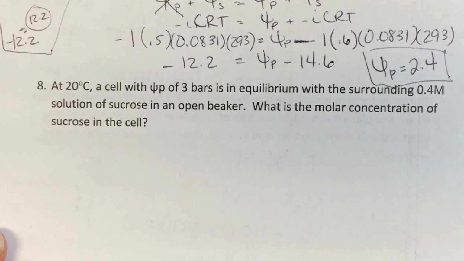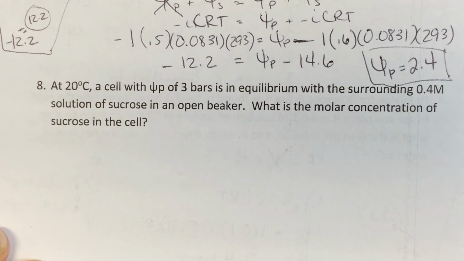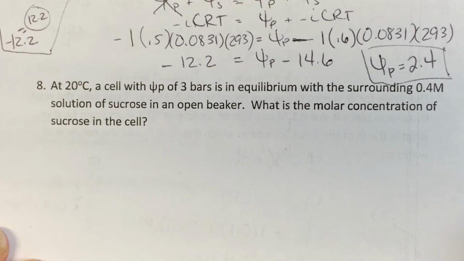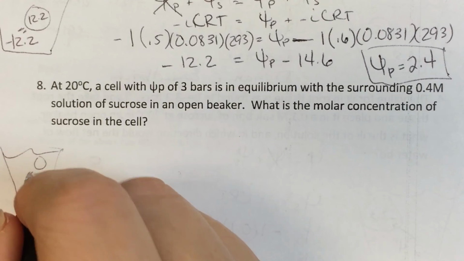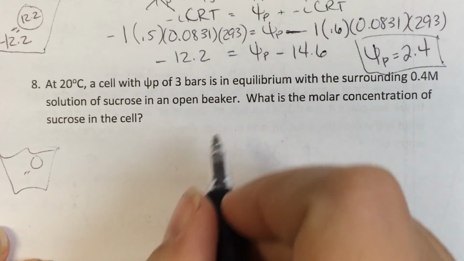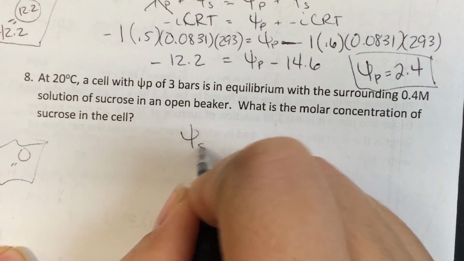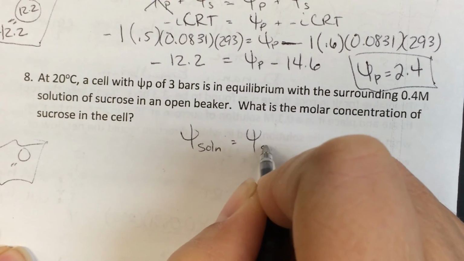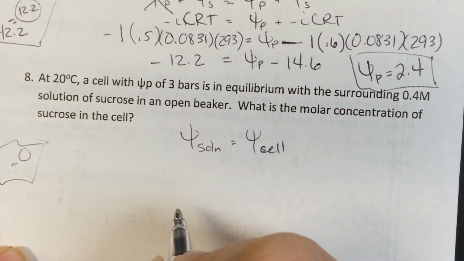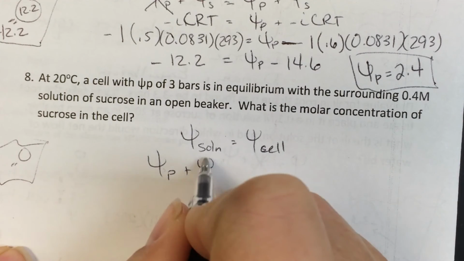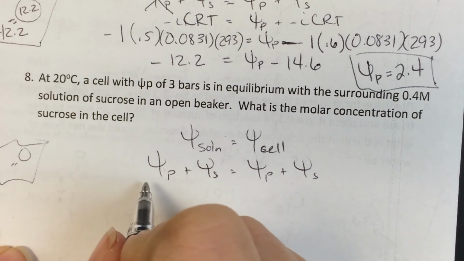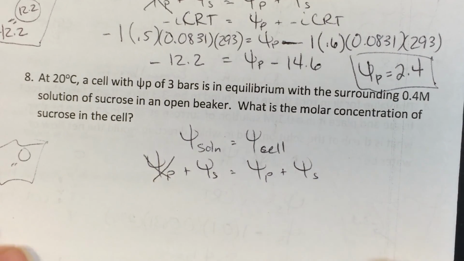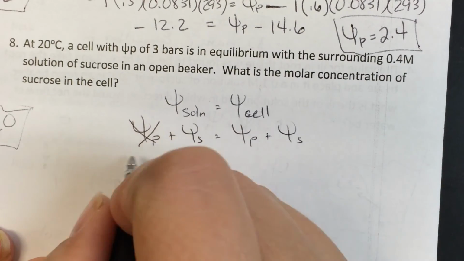At 20 degrees Celsius, a cell with a psi p of 3 bars is in equilibrium with the surrounding 0.4 molar solution of sucrose in an open beaker. What is the molar concentration of sucrose in the cell? So in this case, my cell is equal to my solution. There's no net flow. Just like before, the psi of the solution is equal to the psi of the cell. Because we're in an open container, I can disregard the pressure on my solution side, and I just need to solve for negative iCRT.